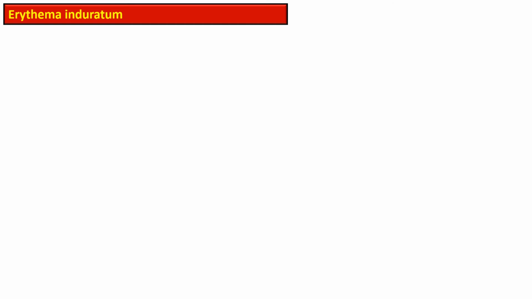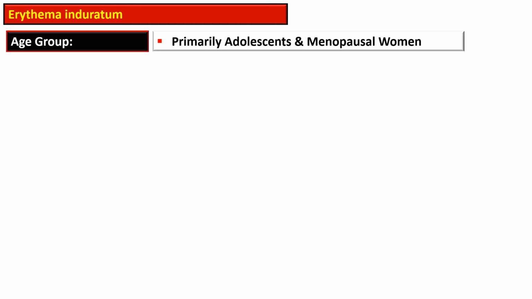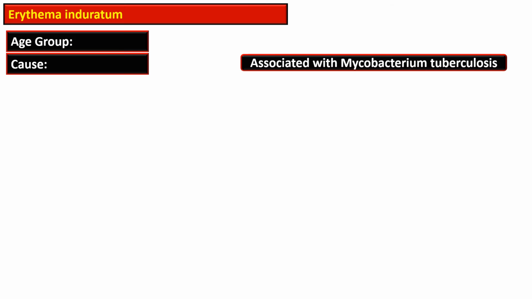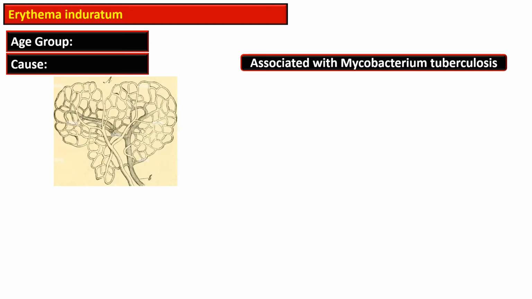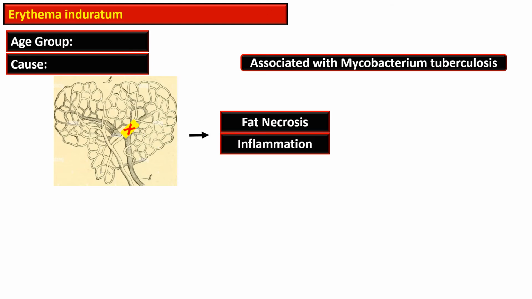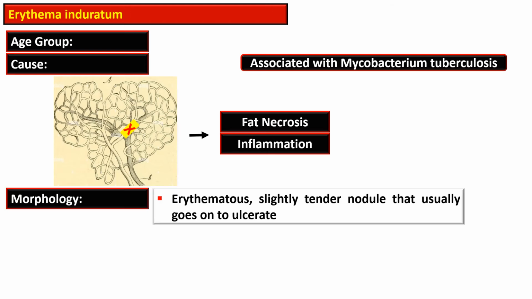Now, erythema induratum. Erythema induratum primarily affects adolescents and menopausal women. The cause is unknown, but it is considered that it is associated with Mycobacterium tuberculosis infection. To some people, the primary cause is compromise of one of the main blood vessels. That compromise or that blockage results in fat necrosis and inflammation.